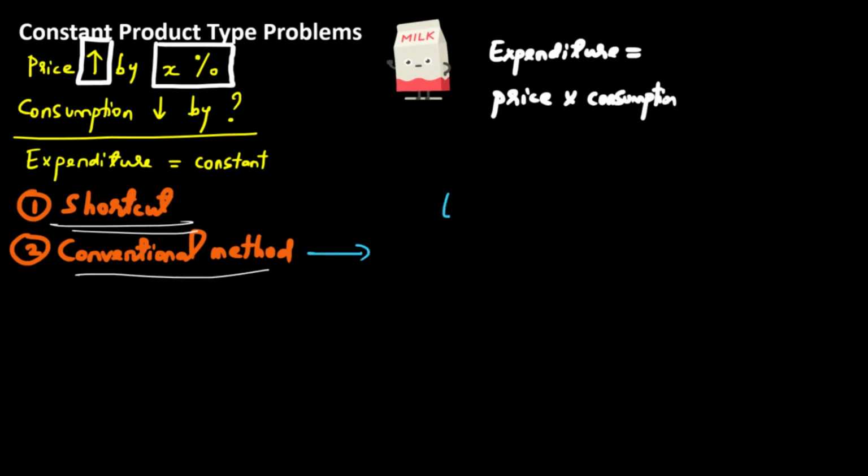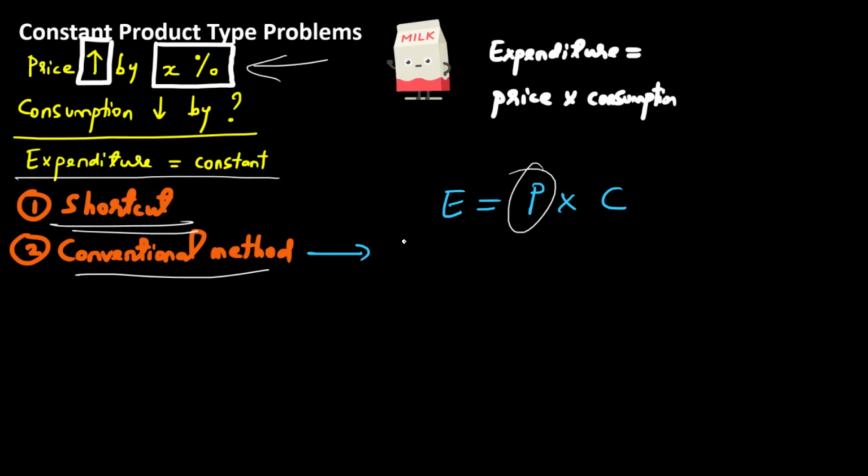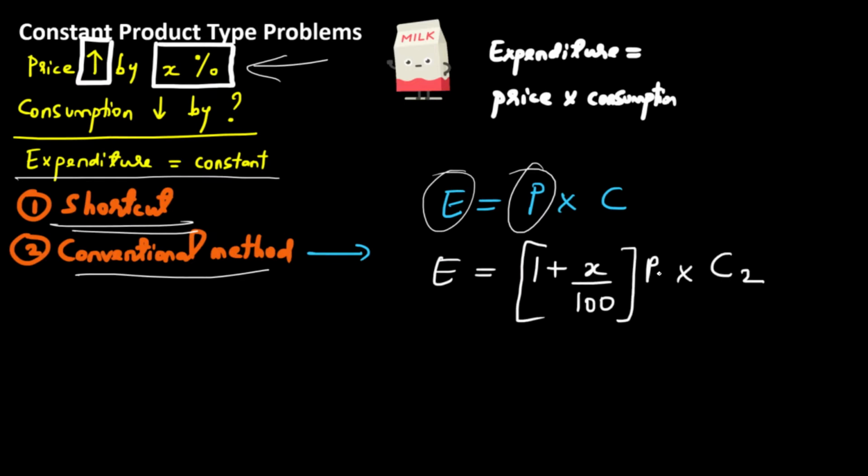All right, so over here expenditure is equal to price into consumption, right? Now I can say that the price increased by X%, that's what's given over here, right? Therefore the new price will be 1 plus X by 100 into P, and it's also mentioned that the expenditure is constant, so I will use E itself for the expenditure in the second case. So I can write that expenditure is equal to 1 plus X by 100 into P, right? This is the price that has been increased by X percentage into the new consumption, which is C2, right?